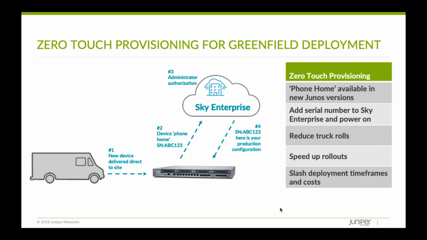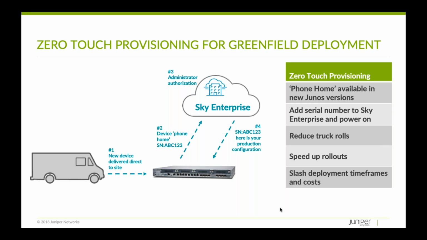Now, as I mentioned, more and more Juniper devices are starting to ship with new versions of Junos that include the phone home capability. So now if you're deploying new devices, essentially what you can do is ship that device directly to the site or the location where it's going to be installed. And then you take the serial number of that device and add it into Sky Enterprise and assign a configuration template to that serial number.